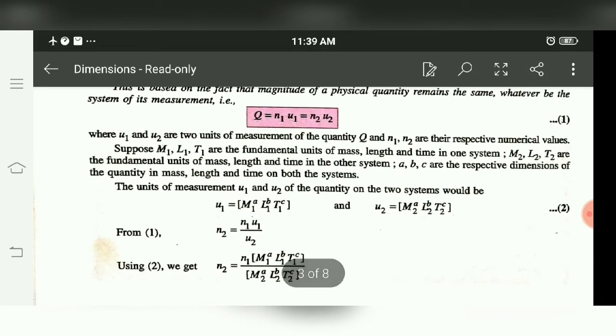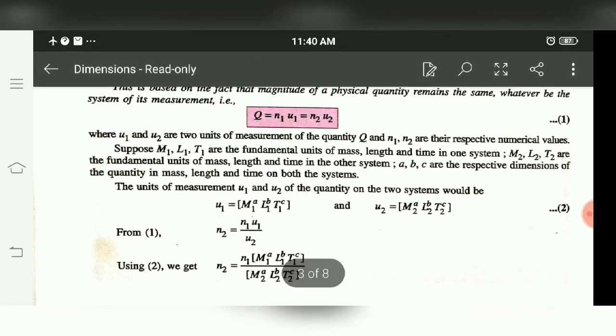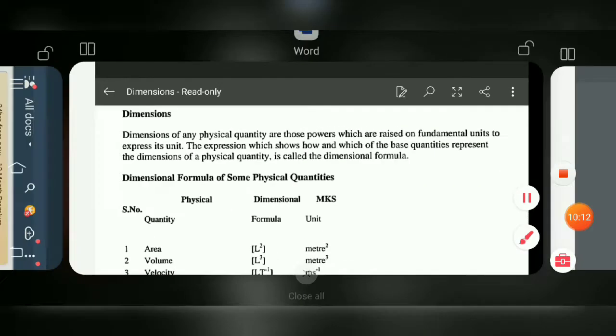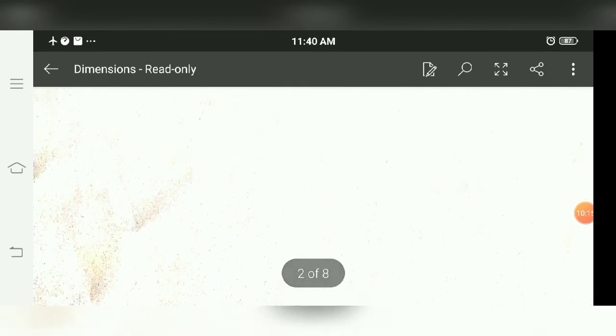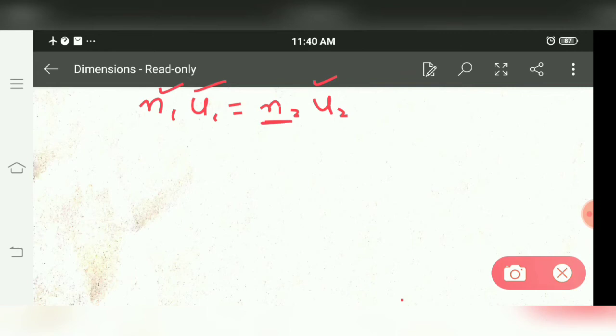This is actually the formula for conversion of one system of unit into another. Suppose in one system the unit is u1, in the second system it is u2. We know the value of n1, and we have to calculate n2. So n1 u1 equals n2 u2. We know the values of u1, u2 and n1, and we have to calculate n2. So n2 is what? n1 u1 by u2.